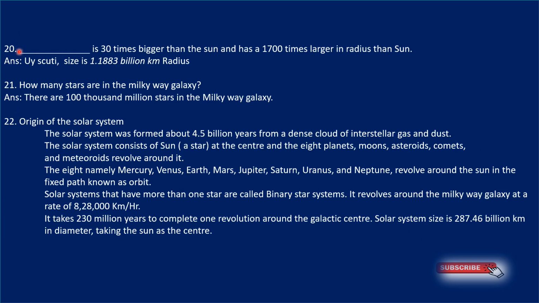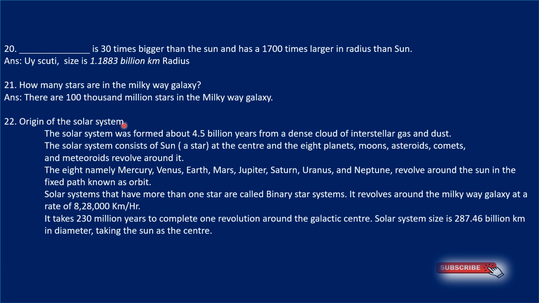Now let us see the next one, the 20th point. Dash is 30 times bigger than the Sun and has a radius 1700 times larger than the Sun. It is UY Scuti, with a size of 1.1883 billion kilometer radius. Now, how many stars are in the Milky Way galaxy? There are 100,000 million stars in the Milky Way galaxy.